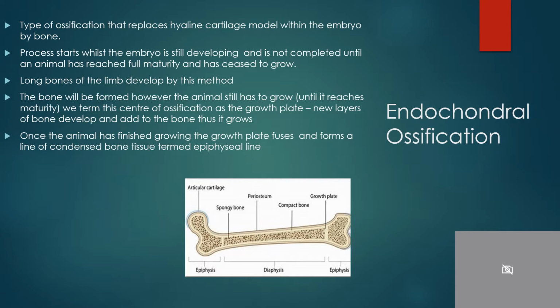The bone will be formed, however the animal still has to grow until it reaches maturity, and we term this centre of ossification as the growth plate, where new layers of bone develop and add to the bone, thus the bone itself grows. Once the animal has finished growing, the growth plate fuses and forms a line of condensed bone, termed as the epiphyseal line.